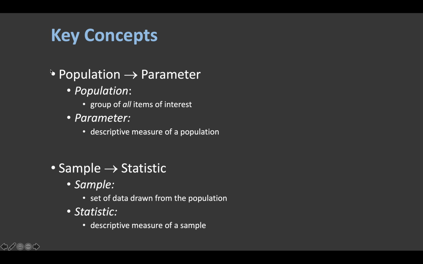Now, to emphasize what we talked about before, population leads to parameter. We use parameters to describe a population, and we use statistics to describe a sample. Population is basically a group of all items of interest, and the parameter is a descriptive measure of a population. Then the sample is part of the population, a small set of data drawn from the population, and we use the statistic as the descriptive measure of a sample. Now those are the differences here.